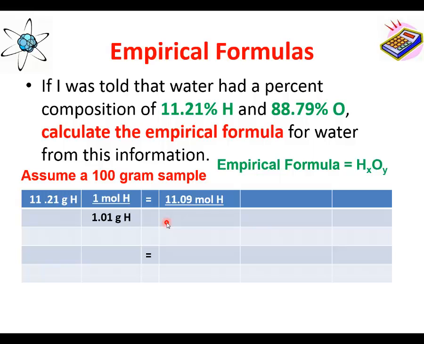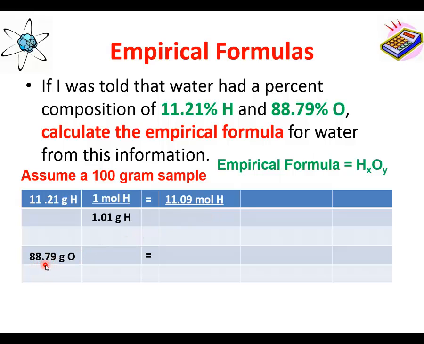Now, once I get to these mole quantities, they should relate to my integer whole number ratios. I can't take gram quantities directly, so I must convert from grams to moles. So I get 11.09 moles of hydrogen in this 100-gram sample. I'm going to do the same calculation for oxygen.